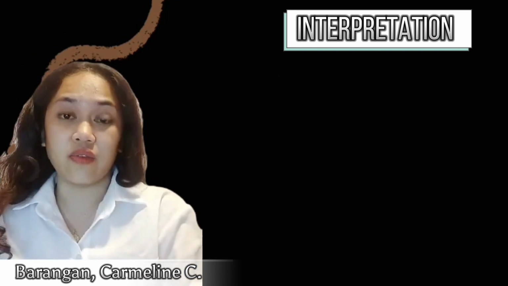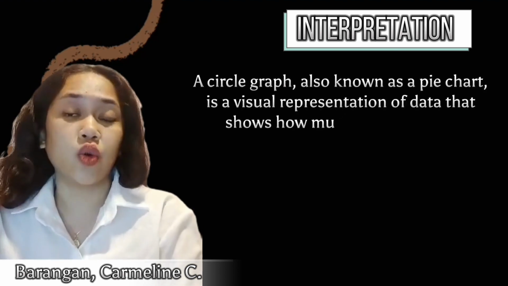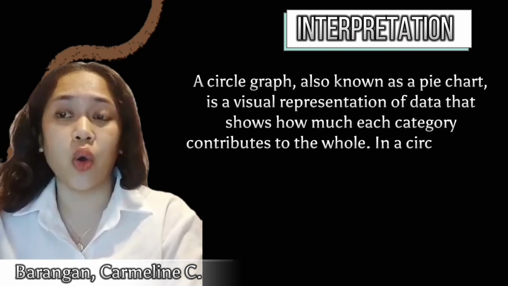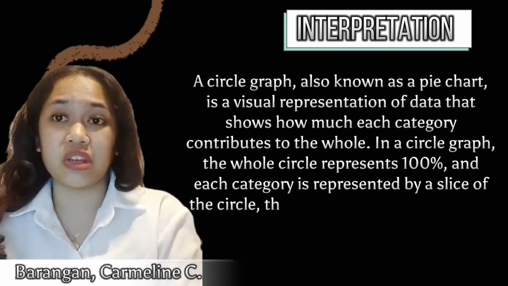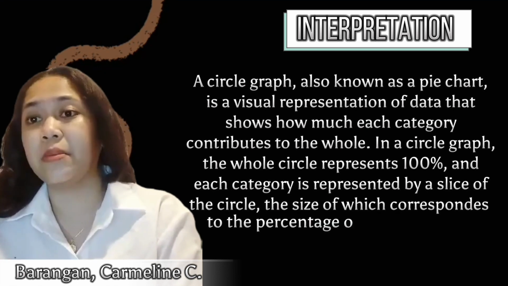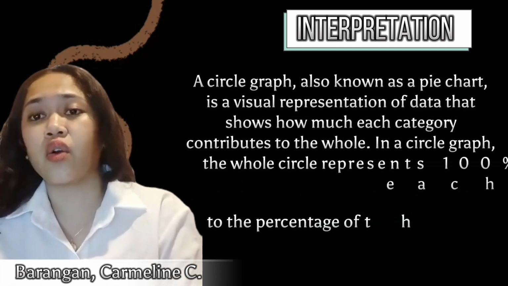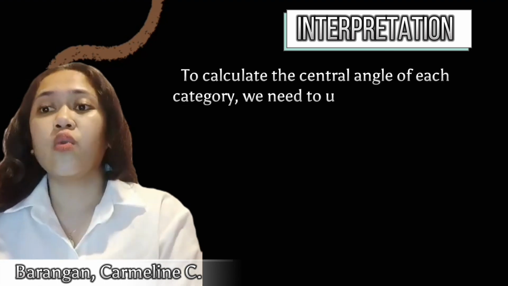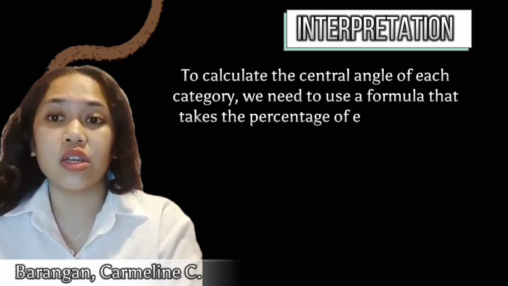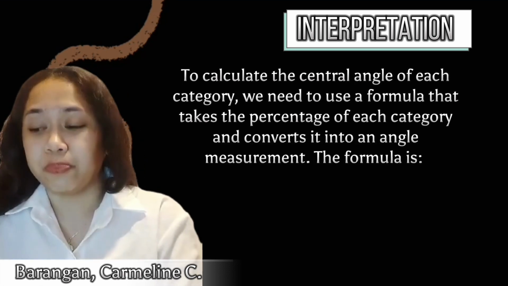To show this in a graph, a circle graph, also known as a pie chart, is a visual representation of data that shows how much each category contributes to the whole. In a circle graph, the whole circle represents 100%, and each category is represented by a slice of the circle, the size of which corresponds to the percentage of that category. To calculate the central angle of each category, we need to use a formula that takes the percentage of each category and converts it into an angle measurement.